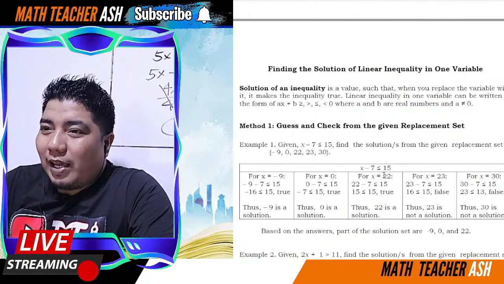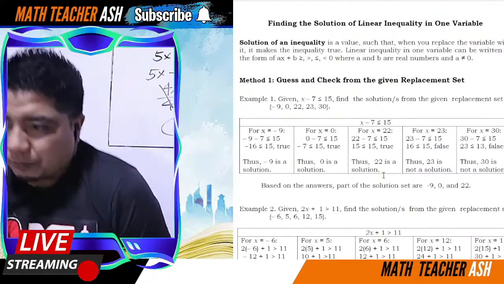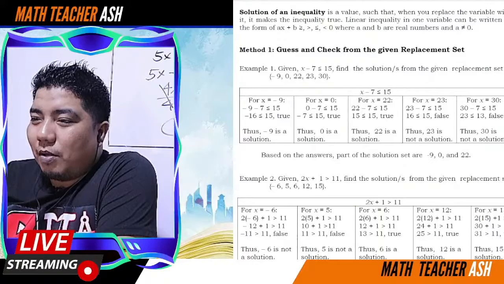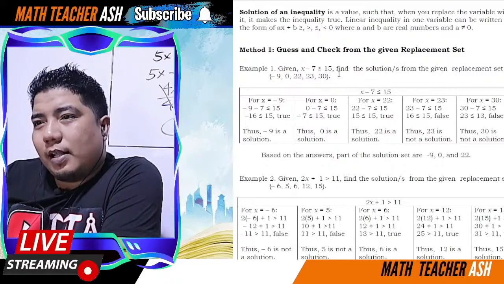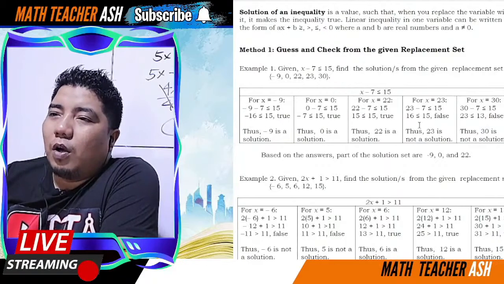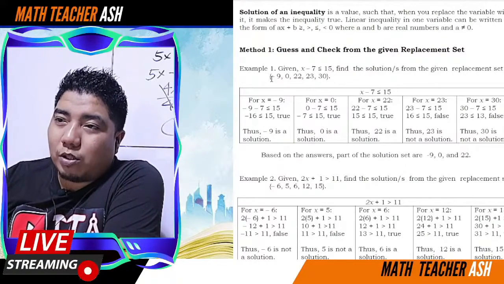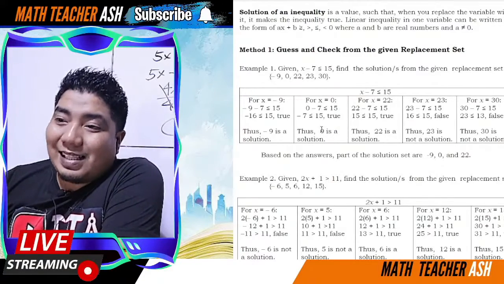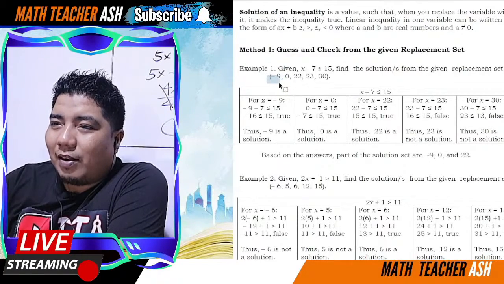Alright. Next, we have here, find the solution of linear inequality in one variable. Okay. Paano naman kapag linear inequality ang problema? Okay. So, my dear math learners, we have here given x minus 7 is less than or equal to 15. Find the solution or solutions from the given replacement set. Okay, so if we apply this one, ganun pa rin kanina, guess and check tayo. You substitute. So kapag negative 9 ang in-apply, ang lalabas negative 16 is less than positive 15. That is true. So negative 9 is a solution. Okay, check ito.